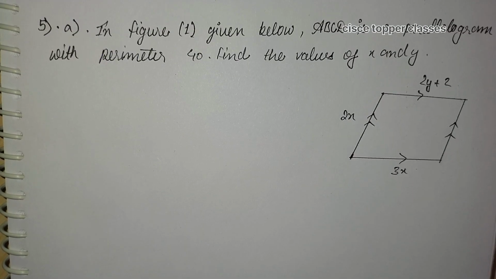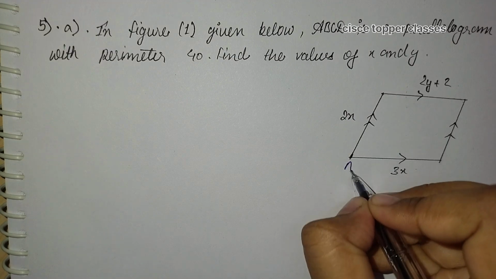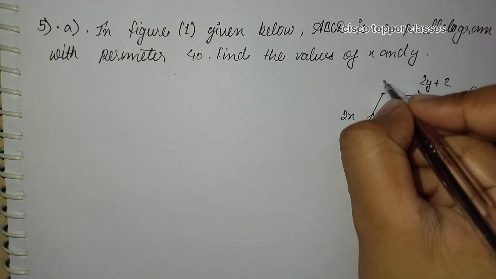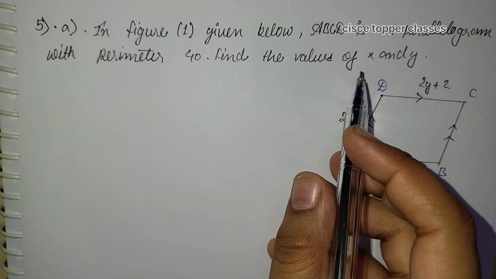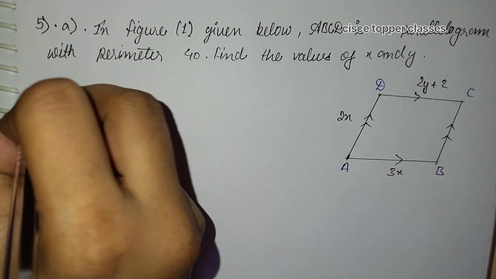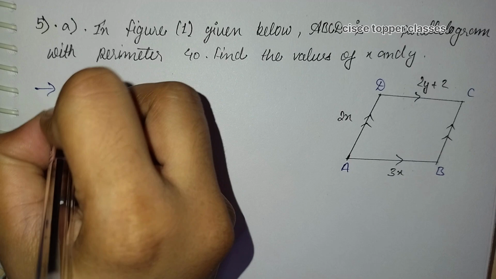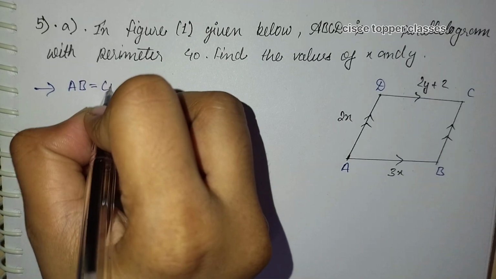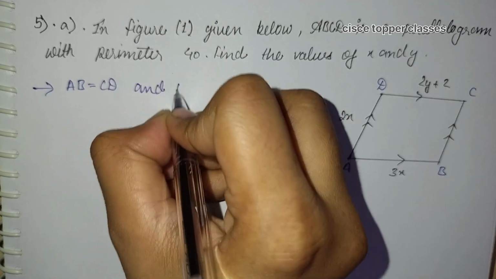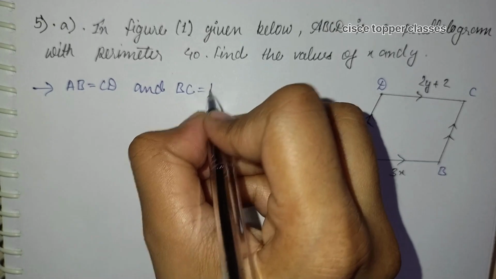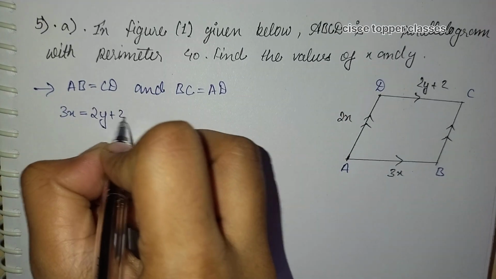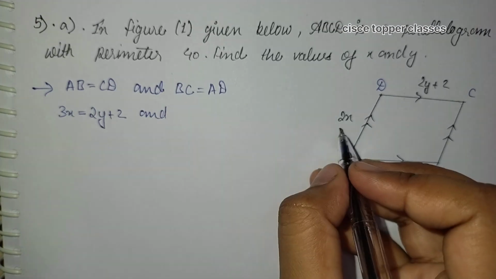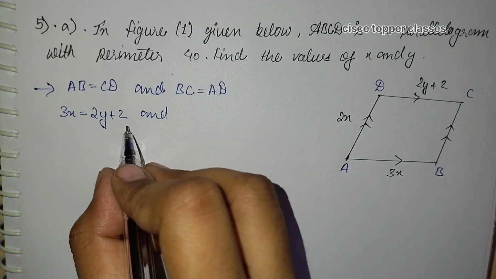Let us solve the first part. In the figure given below, ABCD is a parallelogram with perimeter 40. Then find the value of x and y here. Since ABCD is a parallelogram, we can say that AB is equal to CD because opposite sides are equal in a parallelogram, and BC is equal to AD. So we can write 3x is equal to 2y plus 2, and we can solve this here.